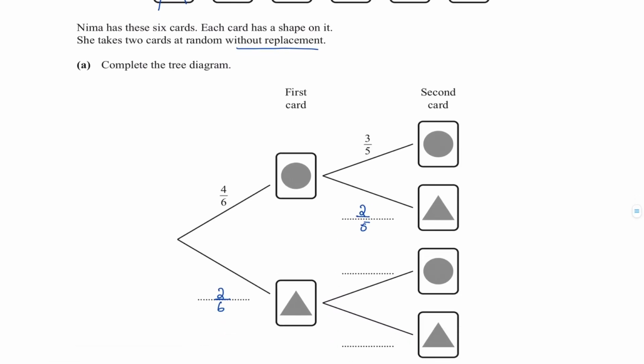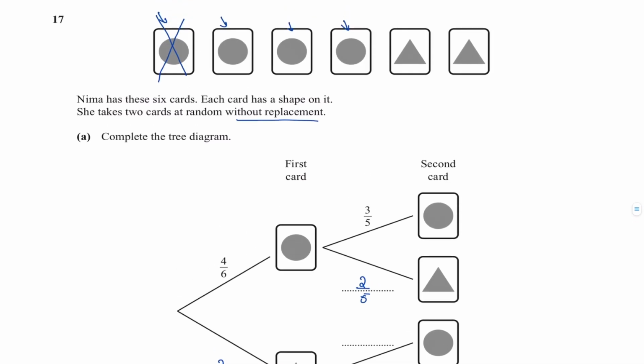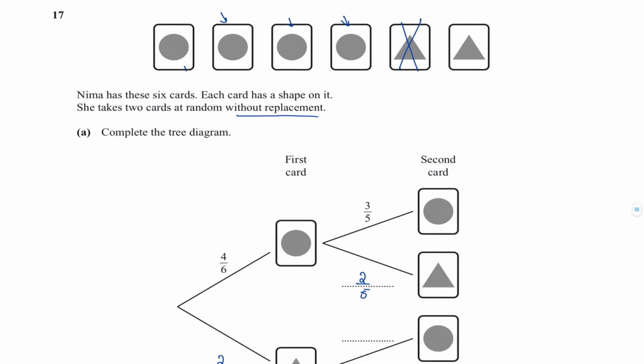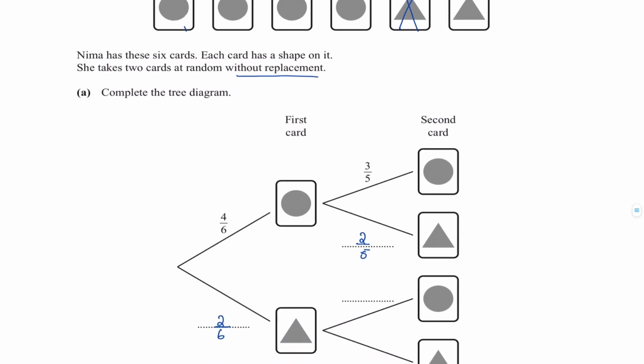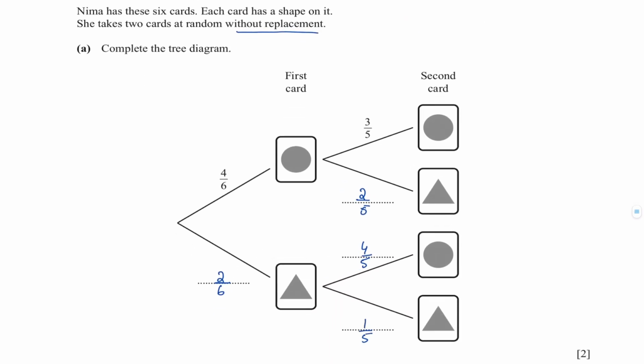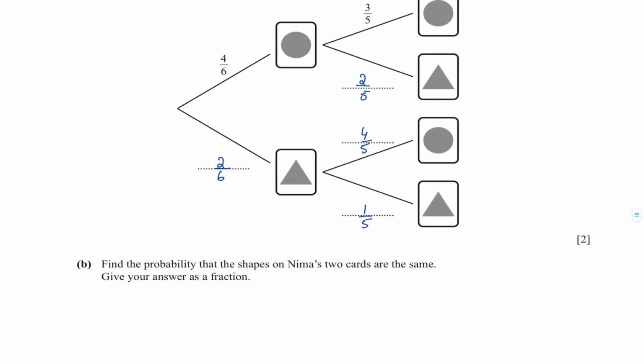But what will happen if the first card taken out turned out to be a triangle? So let's cross out a triangle now, and this way we still have 4 circles, but the total number of cards are 5, and we only have 1 triangle left, and again the total are 5. So that's a tree diagram completed.